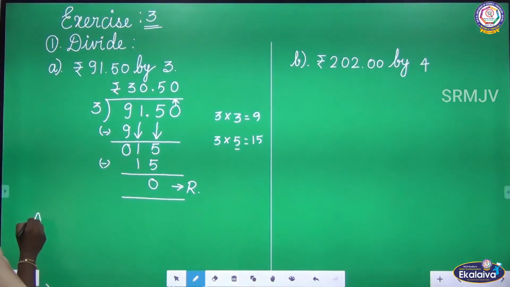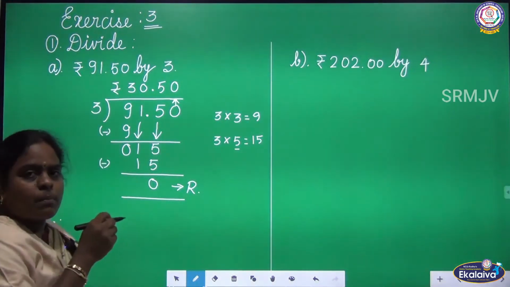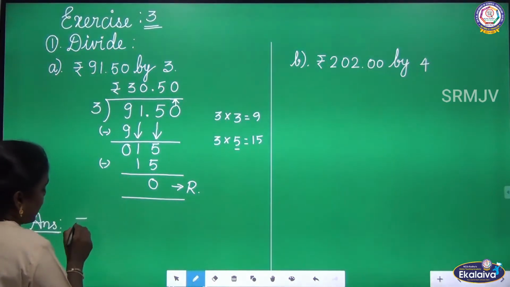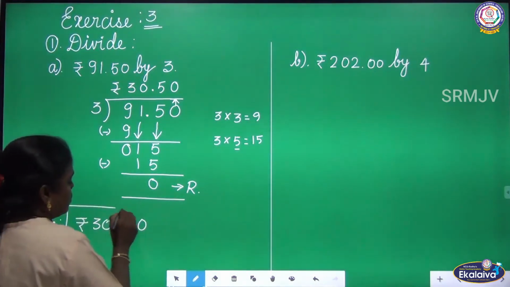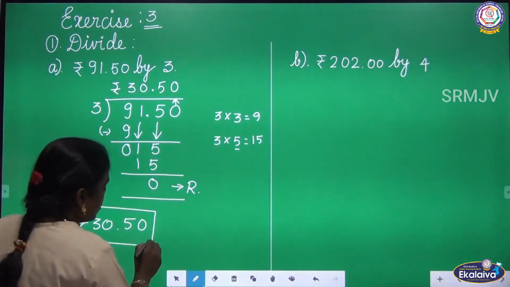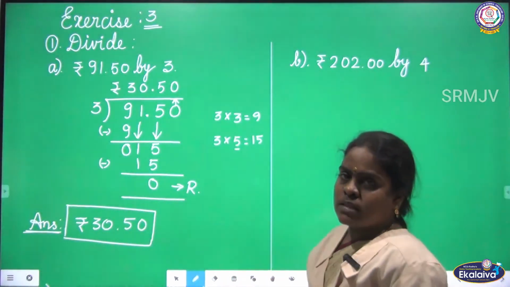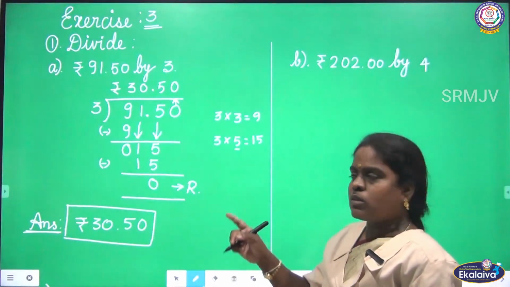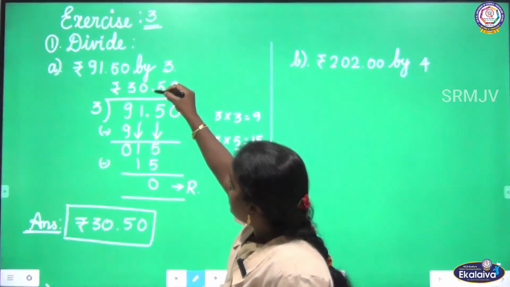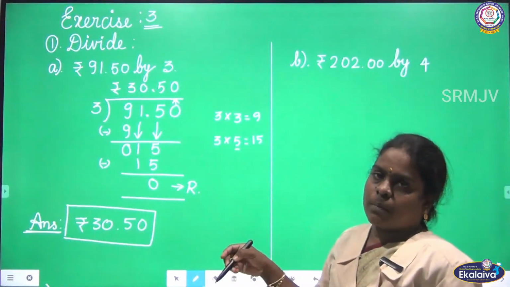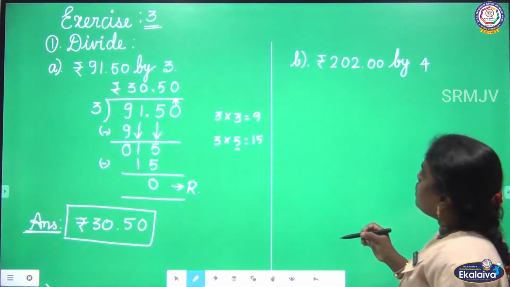Let us write the answer. So if you divide the amount 91 rupees 50 paise by 3, you can get 30 rupees and 50 paise. So as usual we are doing the division, and at last we have to place a decimal point before 2 digits from the right. So that is the different thing. We are placing the decimal point in this chapter. But the division method is the normal way. Look at the next question.